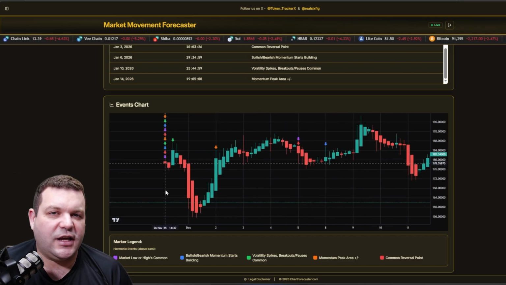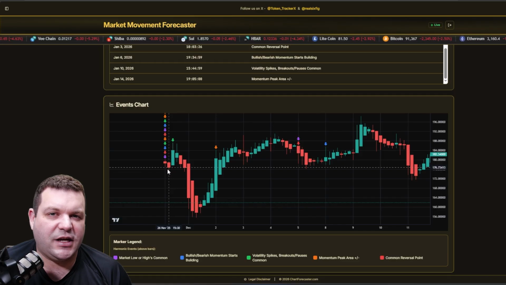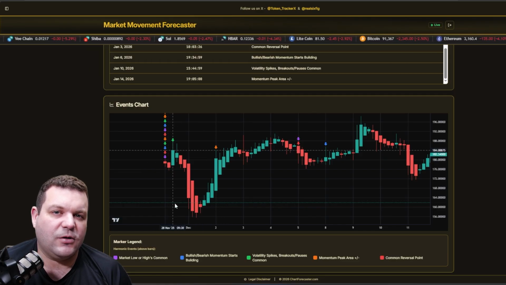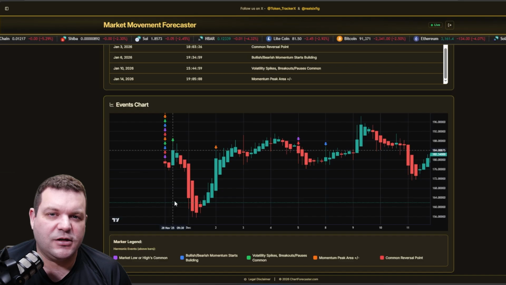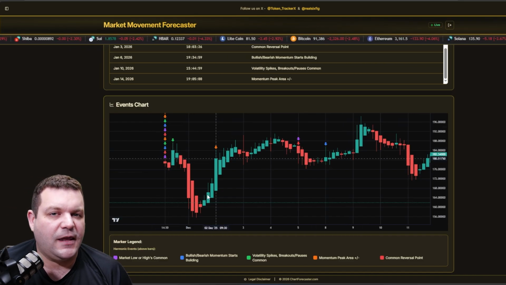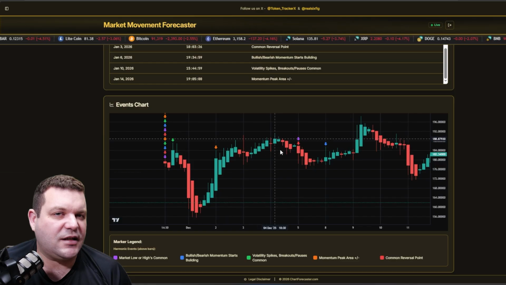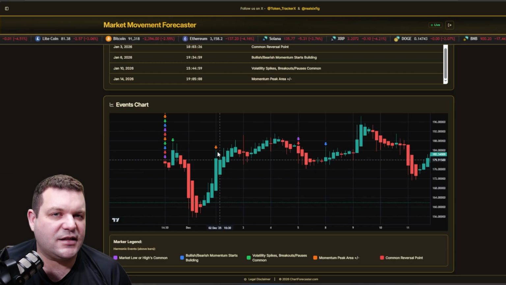So when we look at this, it basically said that right here there was going to be a volatility spike, which there was. So if you would have run Chart Forecaster prior to November 28th, you would have known about all of this. Then it said that this is a momentum peak area. Now, when you think of a momentum peak area, it's definitely one of these things that's open to interpretation, but you can see that the price at the top of this candle basically kind of stayed right in this area.